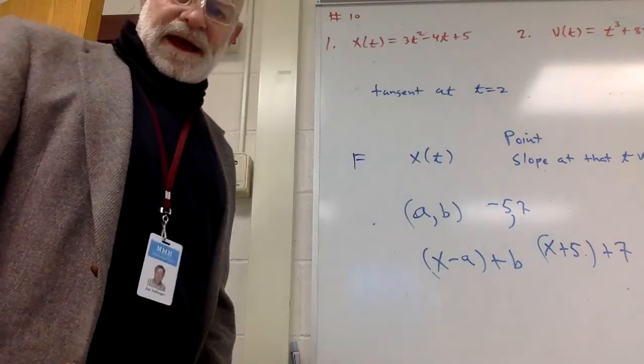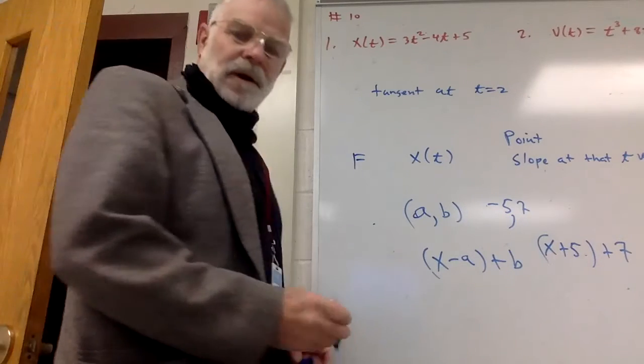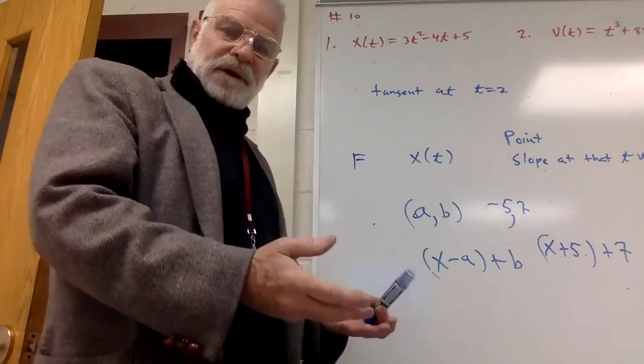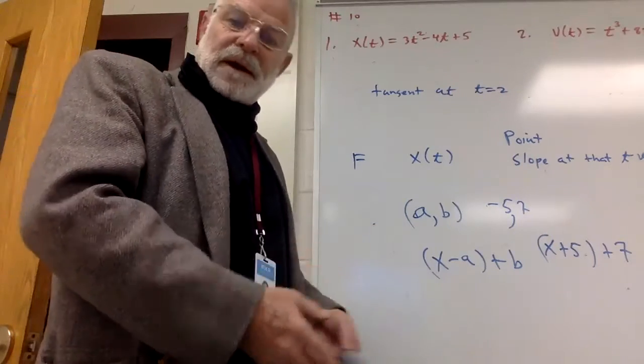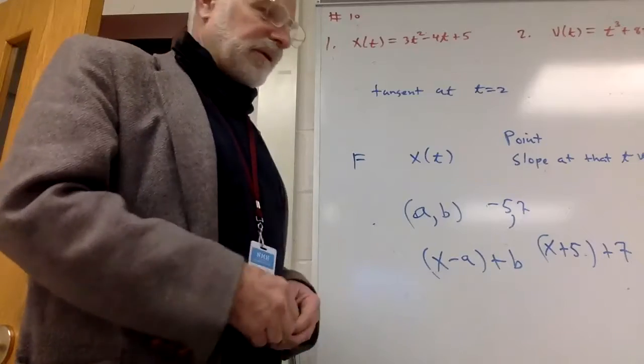Okay, that's going to be worth 0.5 point on Monday's test. The other 1.5 is going to come from doing the derivative, finding the slope at that point, and writing it in the form of an equation, a linear equation. All right, so back to this problem.